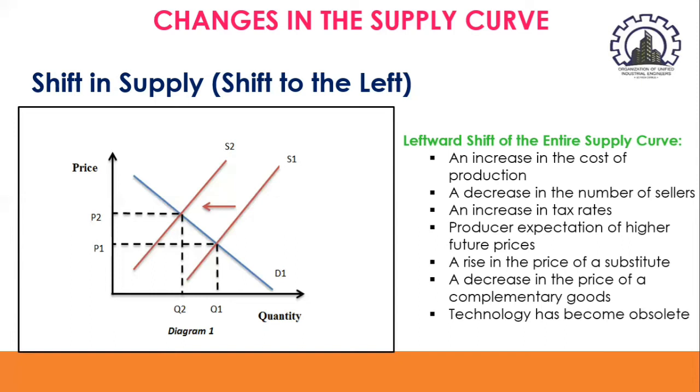Aside from that, if there is a rise in the price of substitute products, or if there is a decrease in the price of complementary goods, then these will also make your supply curve shift to the left.